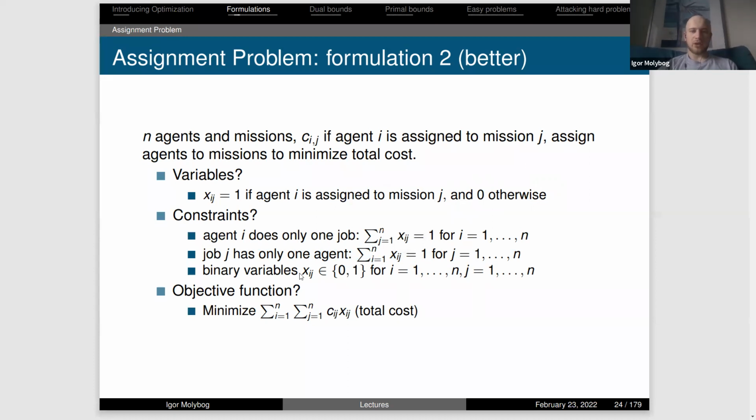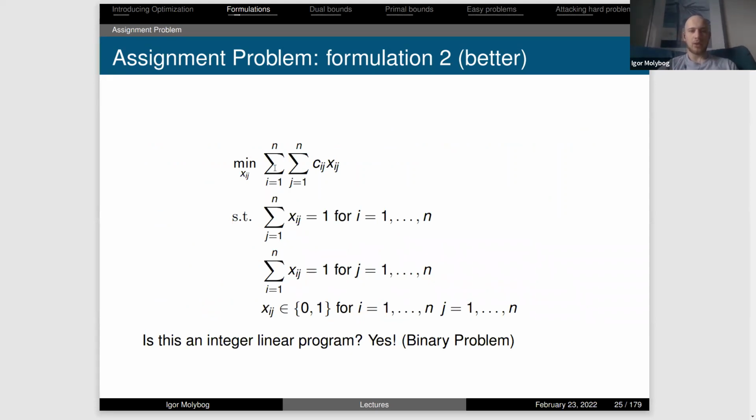And then we have the binary variables xij, and the objective function is the double summation over all i and all j of Cij xij, which is the total cost of us spending on the entire set of missions. So this is the basic way to formulate the problem. This is how we write it down mathematically.